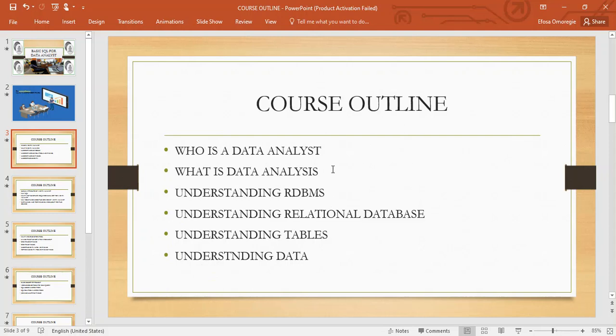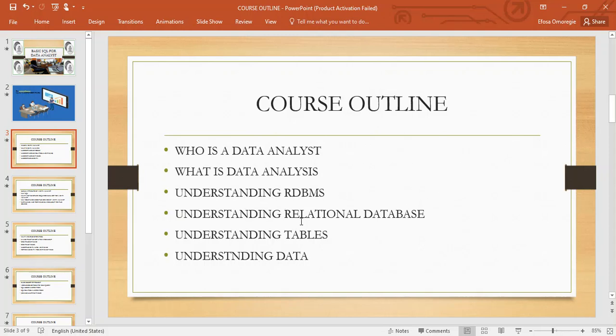Understanding RDBMS. RDBMS means Relational Database Management System. There are so many RDBMS out there. We are going to cover all the types that we have and the differences between them. If there are differences, we're going to cover them. Then, what exactly is a relational database?